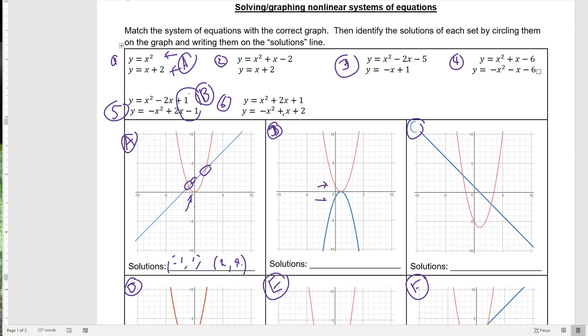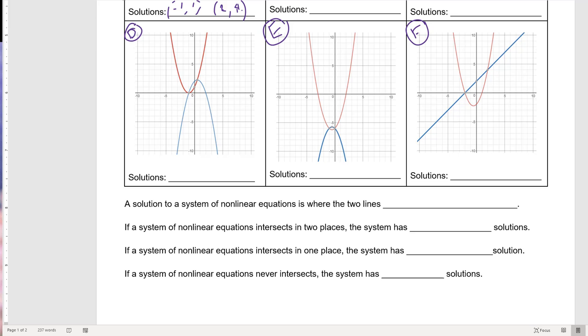So you should go ahead and finish out this section and match the systems to the graphs. Now that you have finished matching the nonlinear systems to the graphs, you should observe what you did and what you learned in those graphs and complete these blanks on this paper.